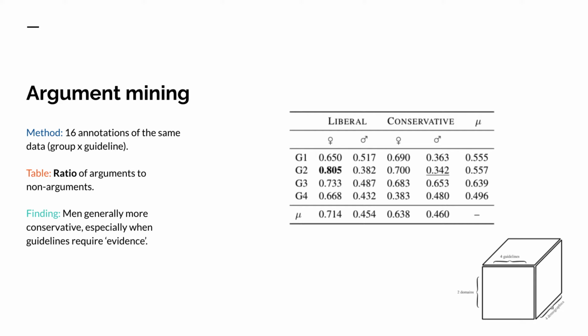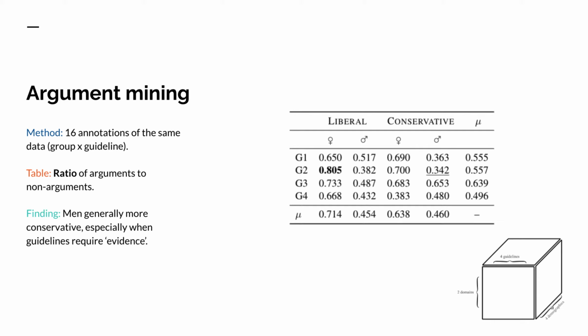So we basically end up annotating the data a lot of times using different guidelines, using different annotators from different demographics. And we get all these interesting results where you can see that how well different demographics agree on how to annotate whether something is an argument or not depends on the guideline. It also depends on their political perspective.